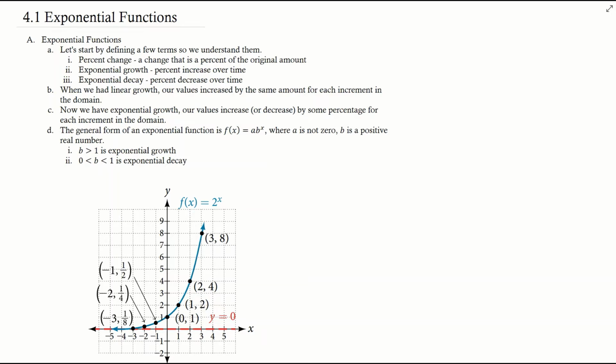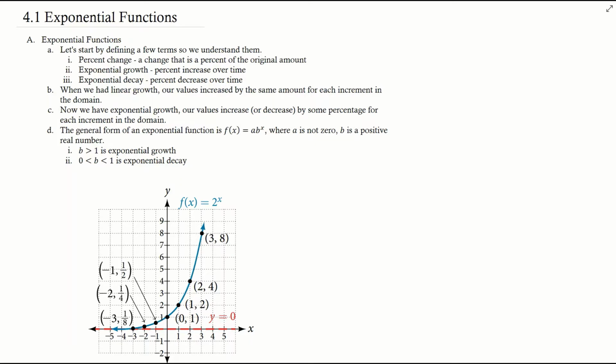Welcome, welcome. This is Chapter 4, Section 1, Exponential Functions. We're going to start getting into these. An exponential function is a transcendental function. It transcends all the basic functions that we're used to now concerning just basic algebra.